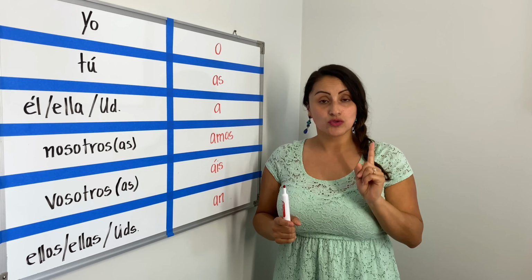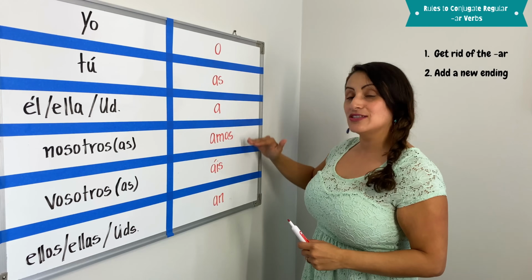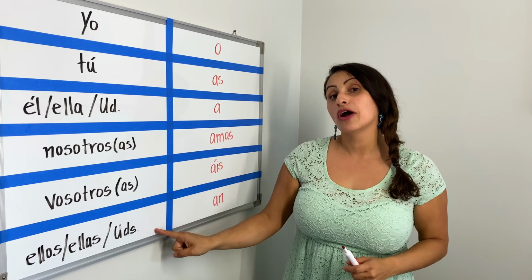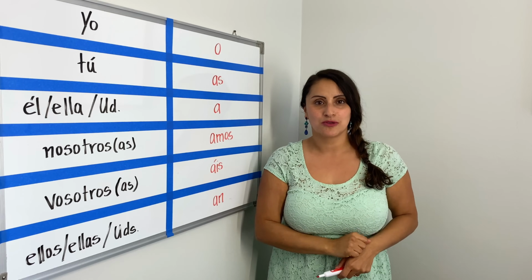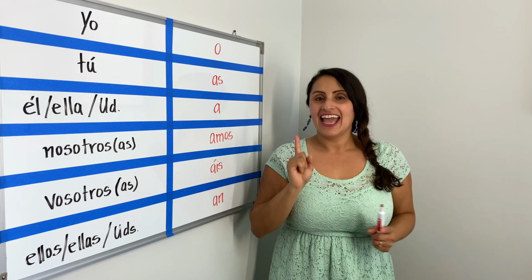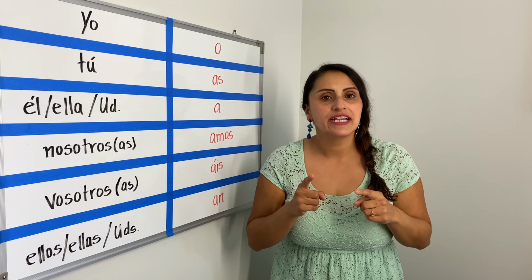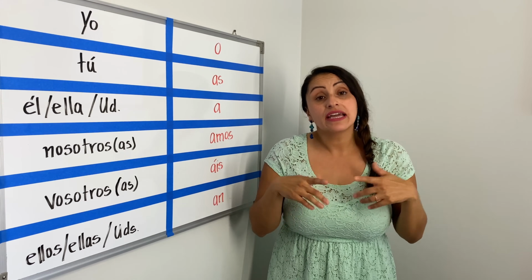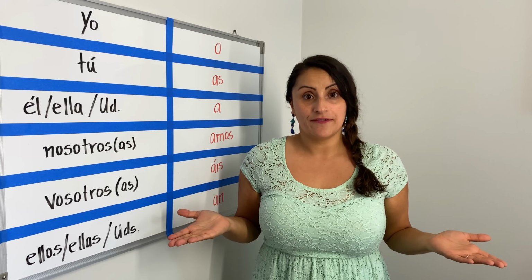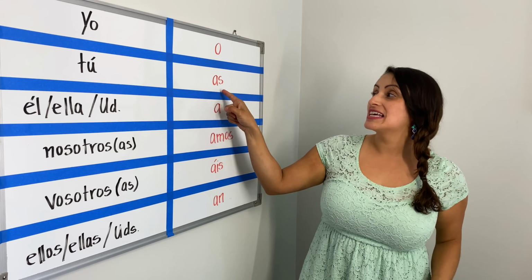So again, the rules go. Number 1, we get rid of the AR. And number 2, we add new endings. And here are your endings. So if you know your subject pronouns, all you would have to memorize would be o, as, a, amos, ais, and an. And you would know exactly what subject pronoun they would correspond to. So how do I know which ending to add? Well, it's simple. Who is performing the action? Who is studying in this specific case? If it's yo, then it will be estudio. If it's tú, it will be estudias.